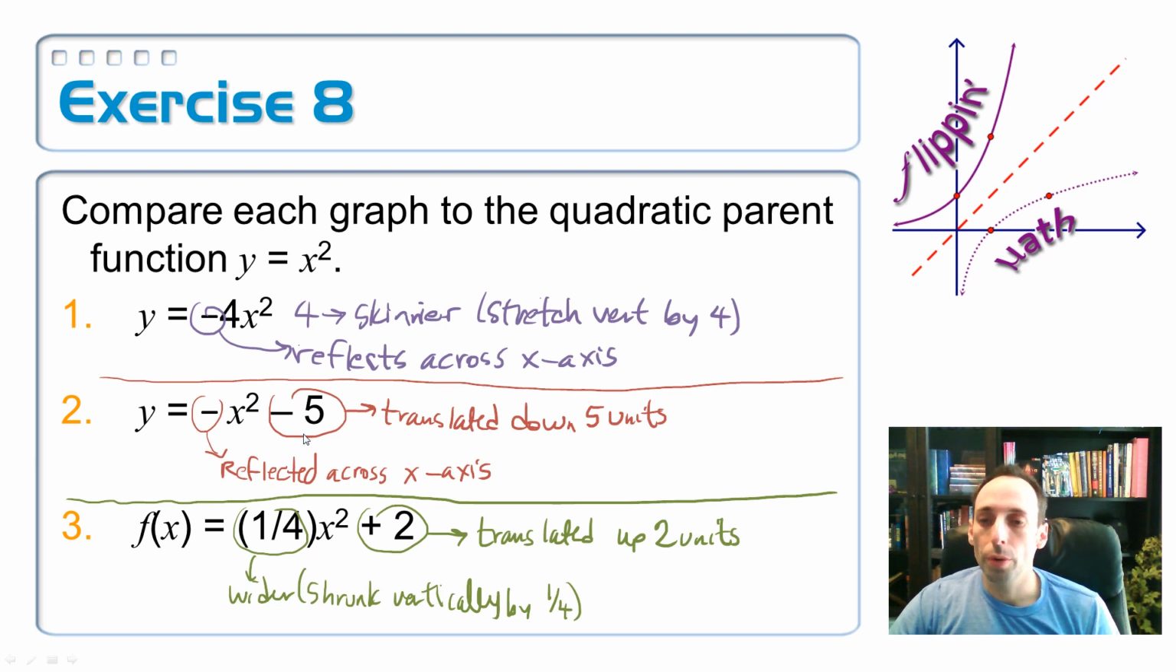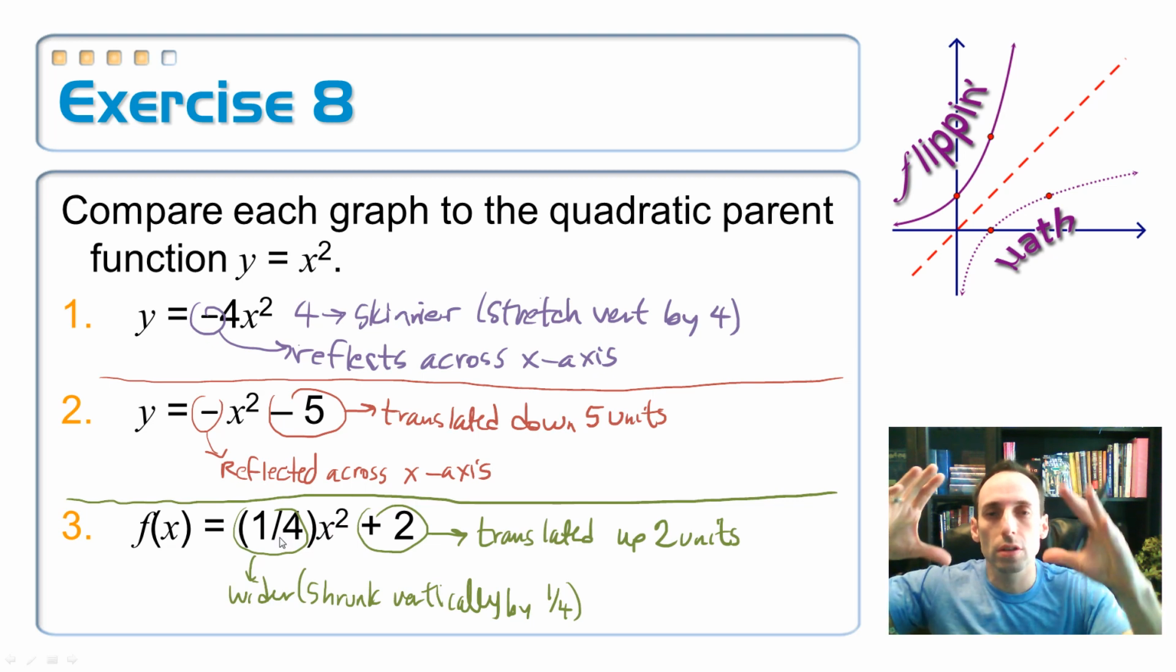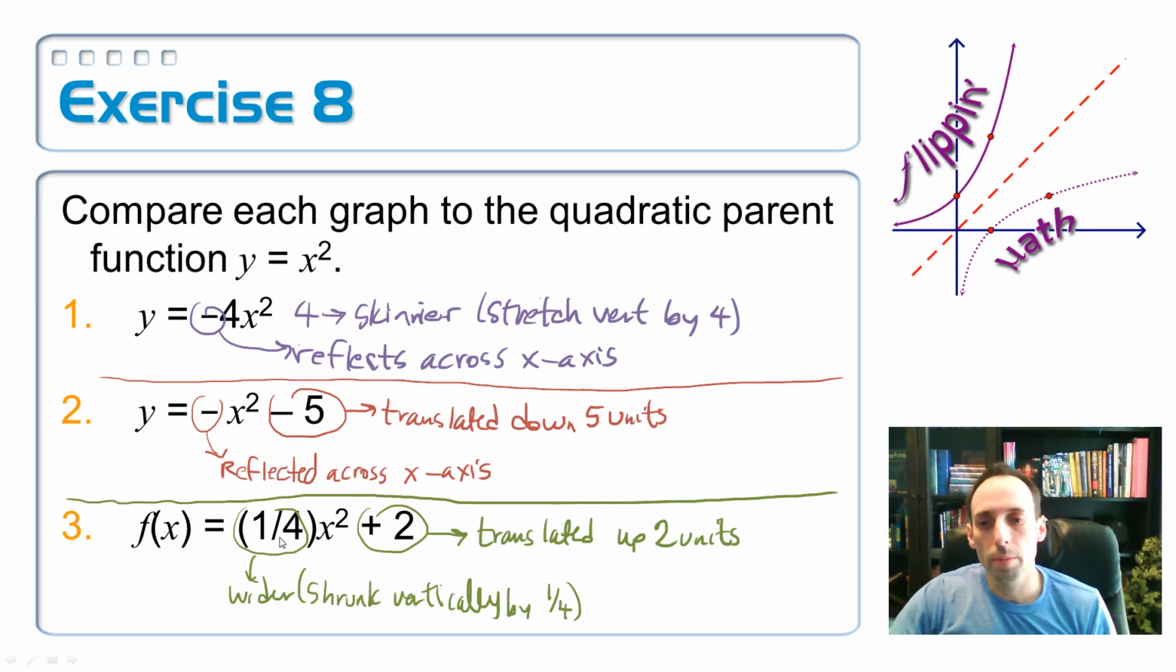Okay, on number 3, don't let the f of x confuse you. It's the same thing as y. Anyway, I've got an a value of a 4th. This is closer to 0, so we're going to scrunch down our graph, and it's going to make it look wider. It's shrunk vertically by a 4th. Finally, we've got a c value of 2, which means it's going to scooch the graph up 2 spaces.